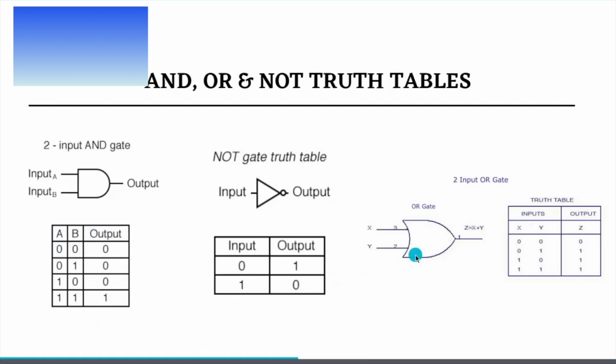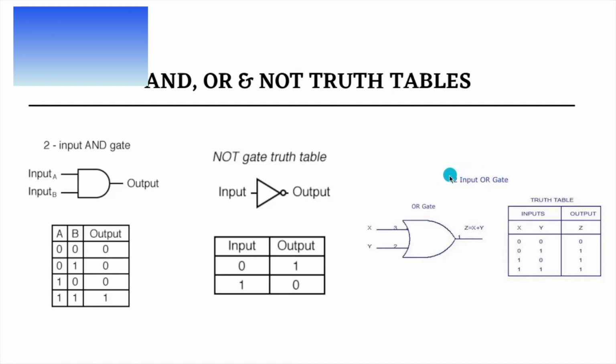Okay. And in the same way, the OR gate does an addition operation. You can see it's the same input combination 0 0, 0 1, 1 0 and 1 1: 0 plus 0 is 0, 0 plus 1 is 1, 1 plus 0 is 1, 1 plus 1 is 1. This is the truth table for the OR gate.